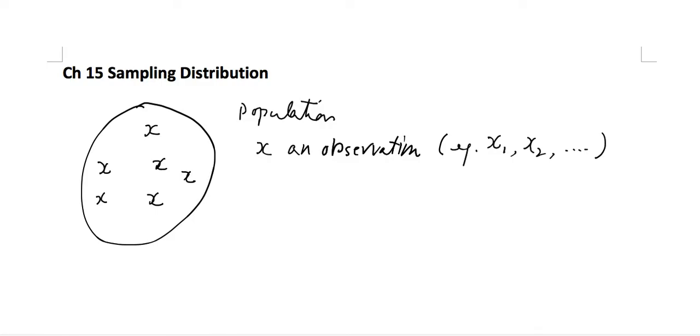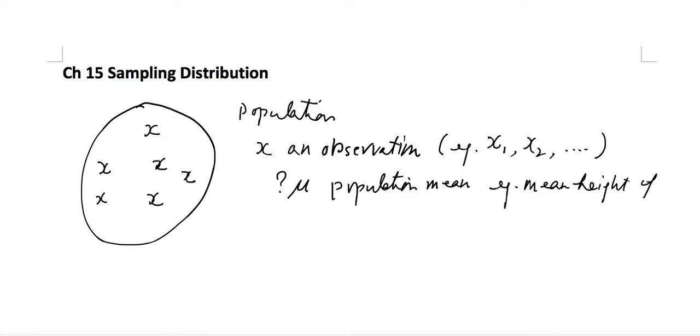So what do we want? Well, we don't know what mu is. Mu is the population mean. For example, if the population is all USF students, I want to know the mean, meaning the average height of USF students. So on average, how tall is a USF student? We use mu, the Greek letter, to represent the population mean.